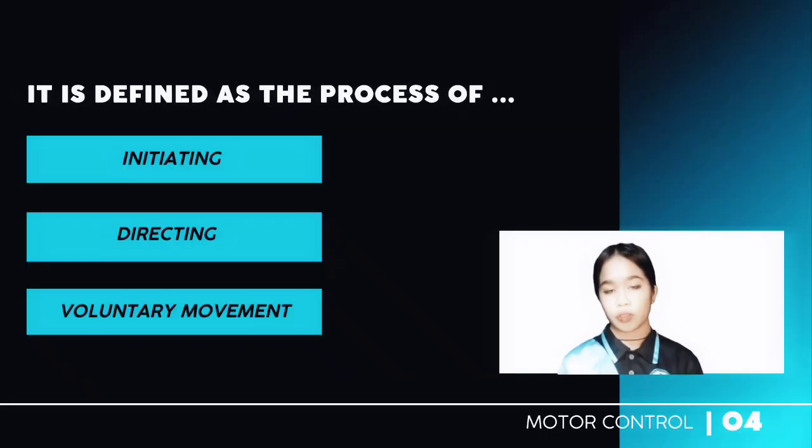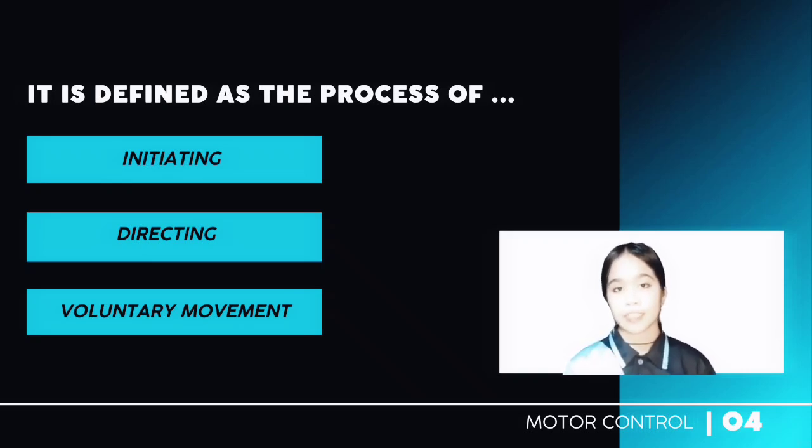So motor control is defined as the process of initiating, directing, and generating purposeful voluntary movement. Voluntary movement is the kind of movement directed by a person and controlled by the skeletal muscles. Examples are walking, talking, dancing, running, and etc.